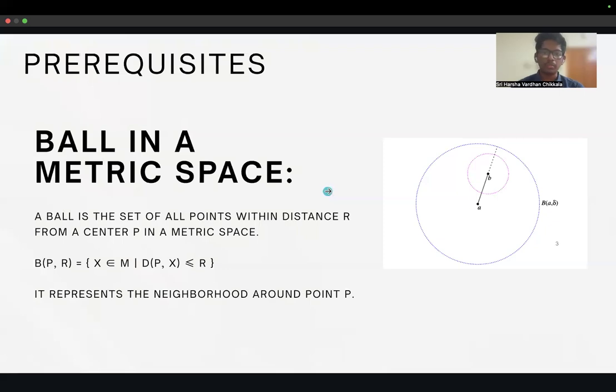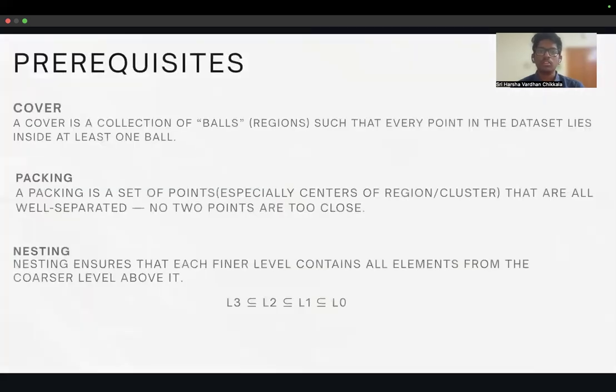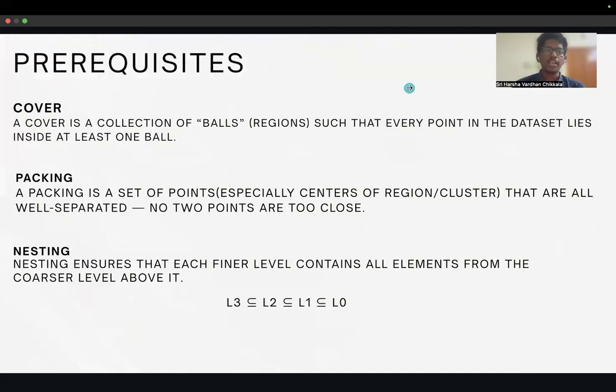Next, let's try to understand what are the next prerequisites. They are about cover, packing, and nesting. We'll go towards each point and try to understand it properly. So cover is nothing but a collection of balls that make sure that each and every point in the particular coordinate plane is covered by at least one ball. So we'll make sure that no point is left behind and every point is covered by at least one ball.